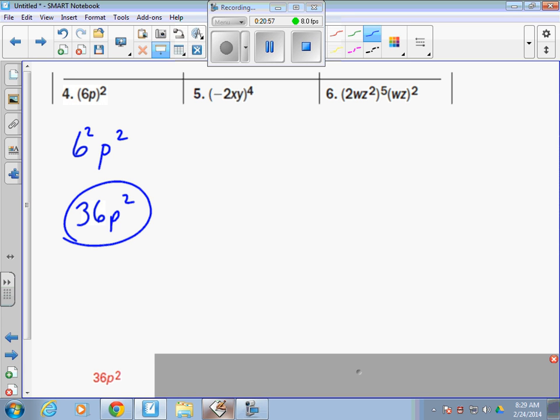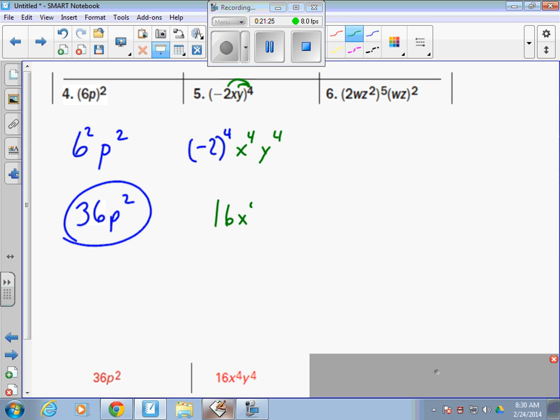For number 5, it says negative 2 to the fourth power. So that means negative 2 to the fourth power. You have to make sure everything else has the fourth power as well. X, that's distributed, x to the fourth power, y to the fourth power. Each of those are 1, so it'll be 1 times 4, which gets us right back to 4. Negative 2 times negative 2 is positive 4, times negative 2 is negative 8, times negative 2 is positive 16. It gets you back to 16, x to the fourth, y to the fourth.